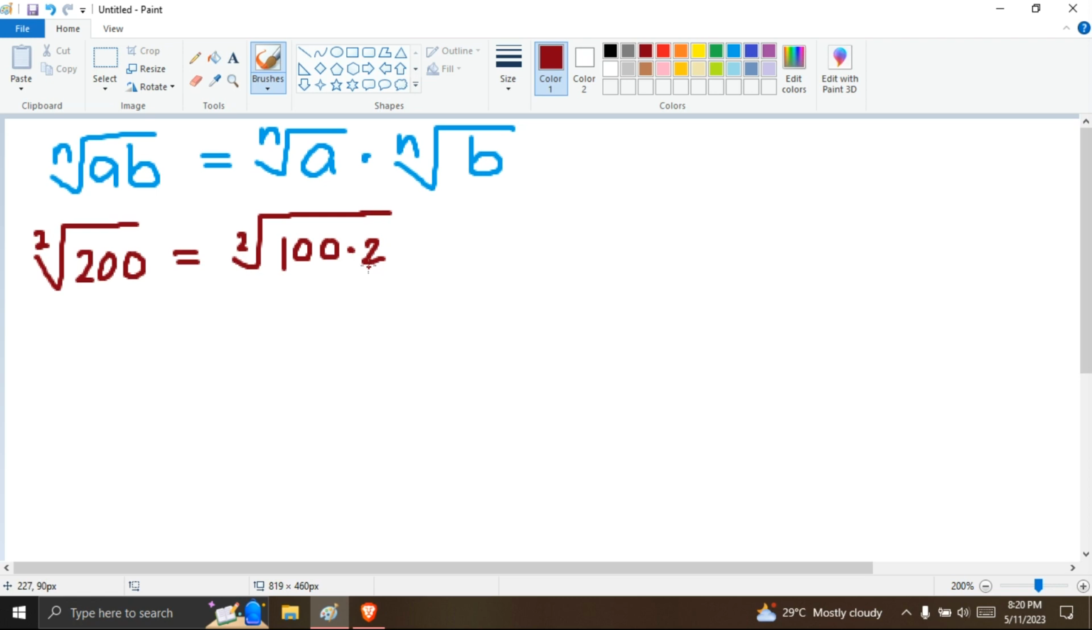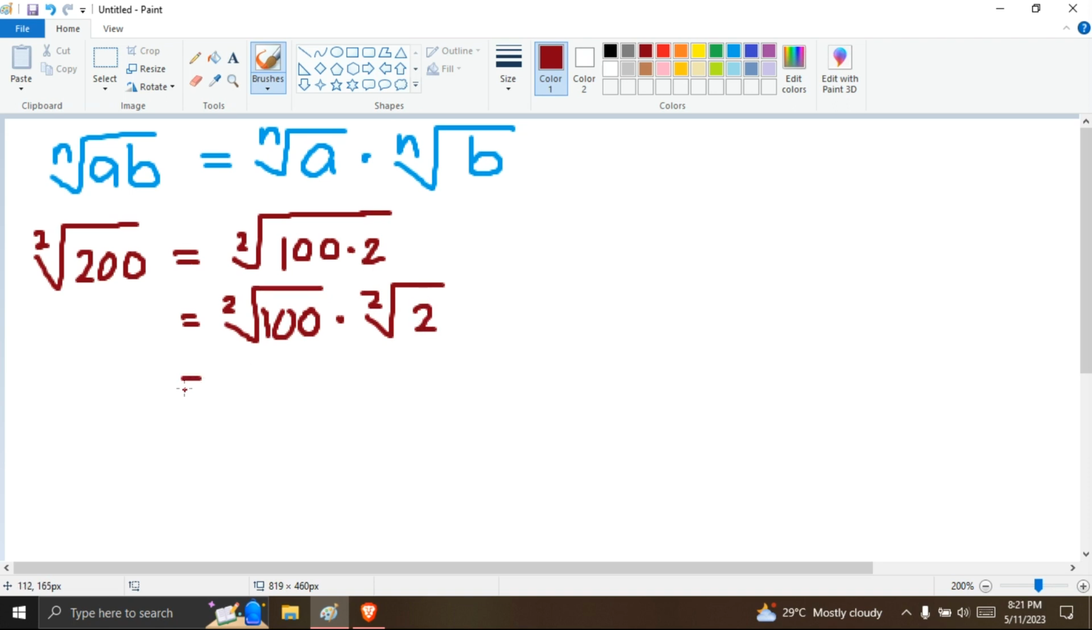So what happened is the nth root of A serves as your 100, and the nth root of B serves as your 2. Or let's complete it: the nth root of A is the square root of 100, and the nth root of B is the square root of 2. So let's split it. We're going to change that one into this one. So that is the square root of 100 then times the square root of 2.